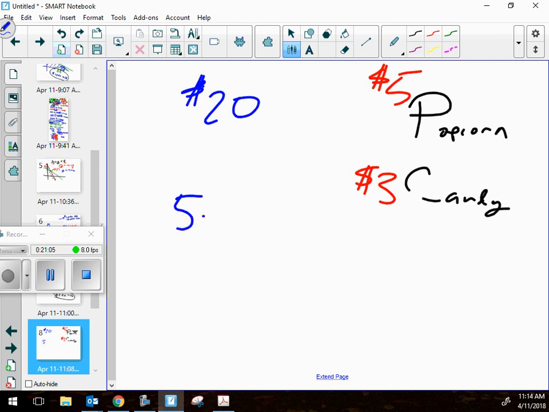5 bucks for each popcorn. I'm going to call it a P. We don't know if it was X or Y. Okay. Plus 3 for each candy. This will be less than or equal to 20. Raise your hand if you wrote that one right. Okay, good. All right. So I've run you through all the things that people usually get tripped up on.